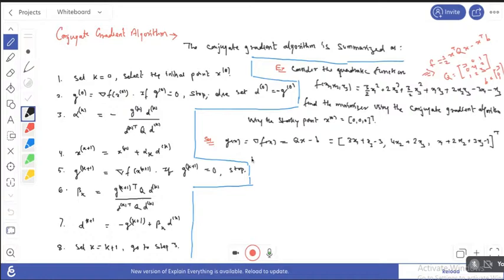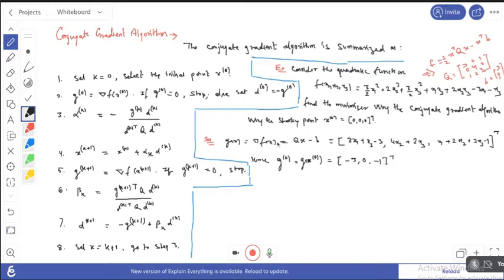Hence, you have to find the initial one, that is, your initial point, g0. What is the value of g0? g0 is the value of g at the initial point, and the initial point is 0 here. So this is your g at x0. g at x0 means you put 0, 0, 0 here, and the value is minus 3, 0, and minus 1. So this value is equal to minus 3, 0, minus 1 transpose. And this value is not equal to 0.